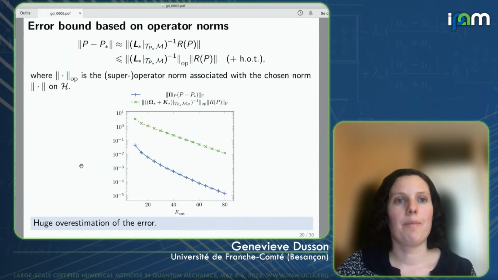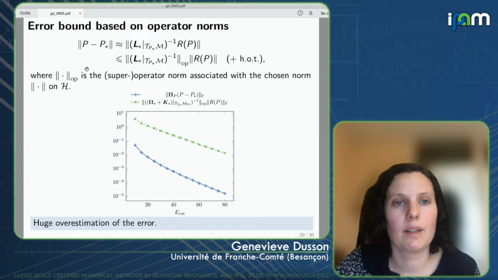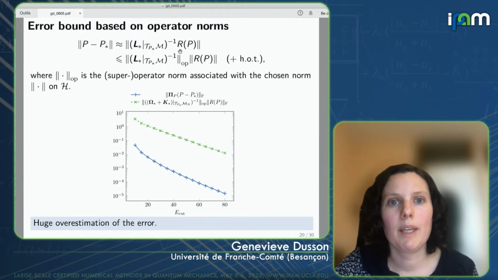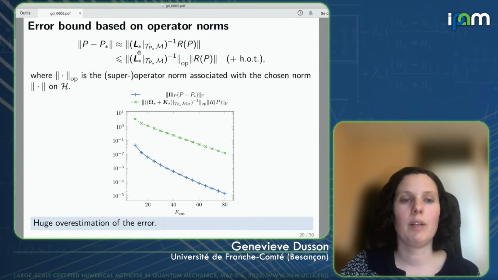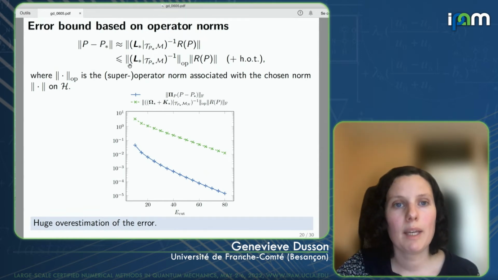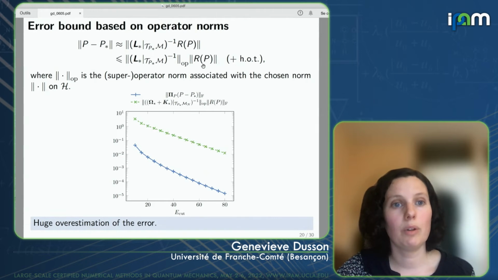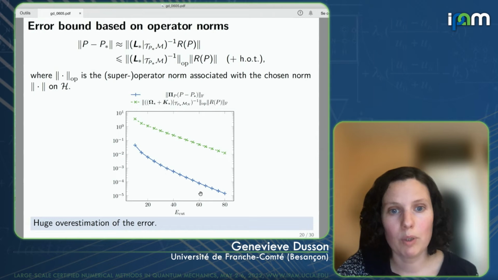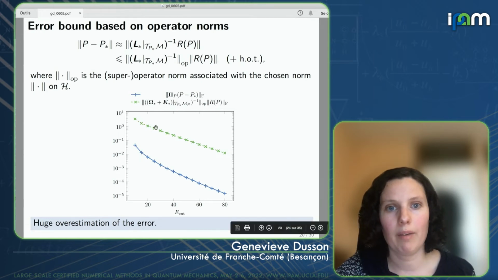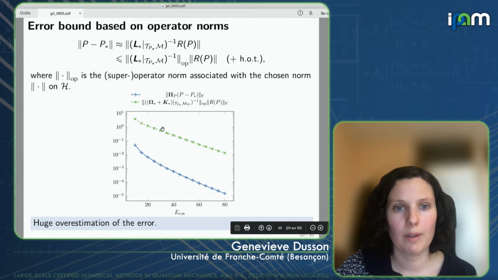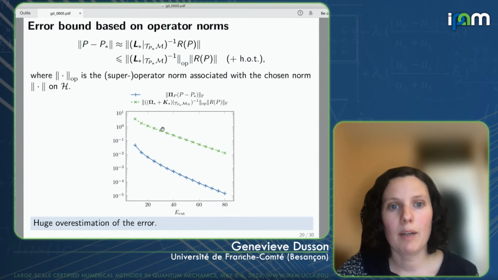Okay, so now once we have this approximation of the error, we want to turn that into a bound. We can trivially take out the operator norm of this L star times the norm of the residual and look at what we obtain. Numerically, in blue we have the exact error, and in green the bound of the error. And we see that this hugely overestimates the error.